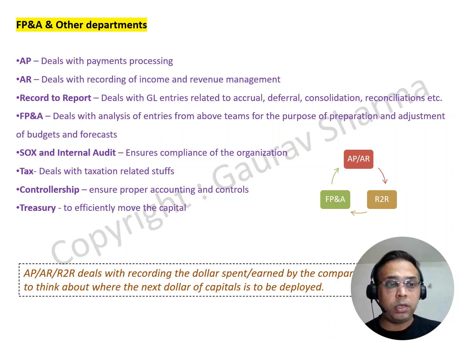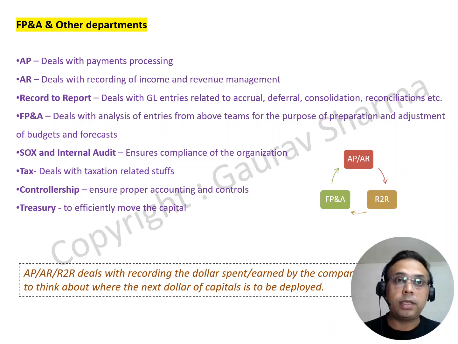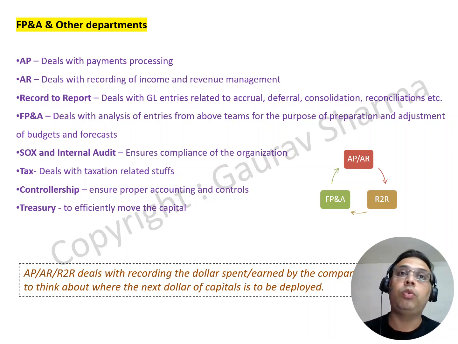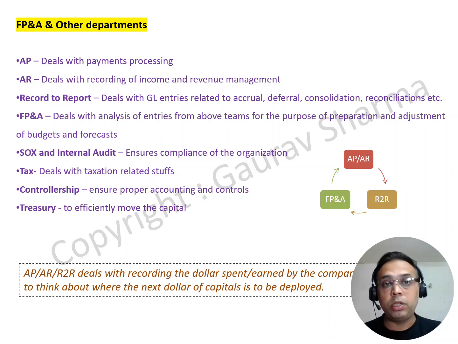Now, the rest of the departments, I hope you've heard of them. SOX and internal audit. Again, all the big organizations have a SOX and internal audit team to ensure that they're compliant. The tax team deals with tax compliance, tax payments, tax calculation, etc. The controllership team works closely with the CFO. They ensure that the company is adopting and following the correct accounting standards, accounting policies, etc. Treasury ensures that the funds of the organization are used effectively.